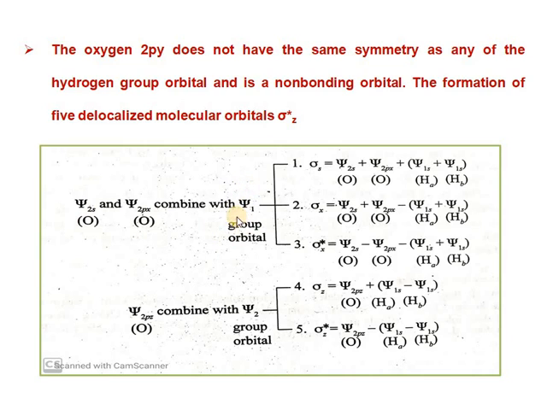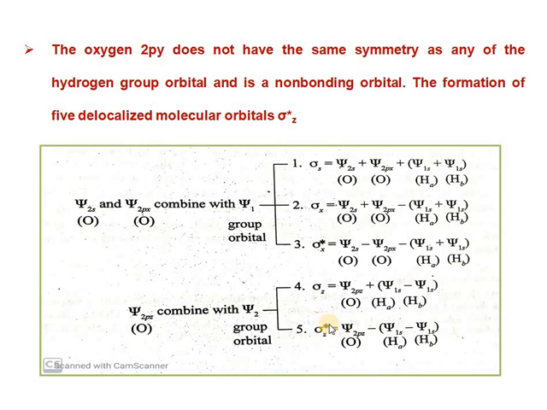orbital of the hydrogens. The other two molecular orbitals are formed from the psi2pz molecular orbital of oxygen, which can combine with the psi2 group orbital of the hydrogens. So these two molecular orbitals are formed: one is bonding and one is antibonding. The bonding one is sigma z, where psi2pz of oxygen combines with the group orbital of the hydrogens, psi1s minus psi1s of the other hydrogen.